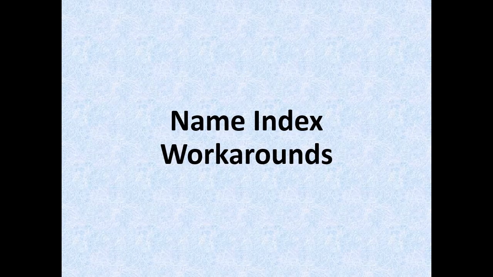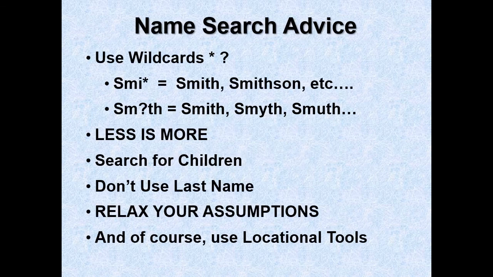All right, now, it's possible that with this preliminary name index, you're not going to find your people. And this is some general advice for any name index. You need to know about wildcards so that you can use an asterisk or a question mark to increase the variation of the name to get them all at once. You have to realize that less is more once you start getting negative searches. Search for children. Don't use the last name of the person. Don't use any of the name of the people if you have enough search parameters. You need to relax your assumptions. And of course, there will be lots of locational tools available. They're available right now. Part 2 of this video series will tell you about it.